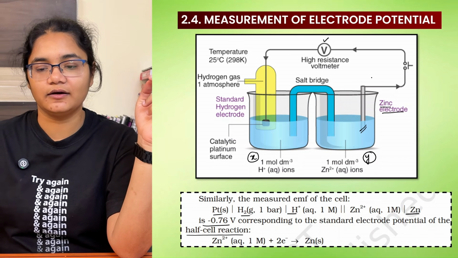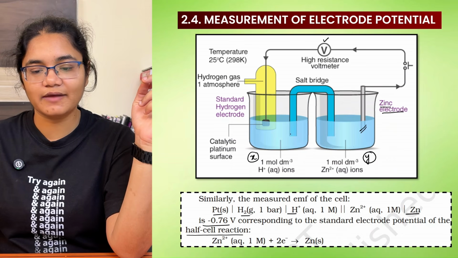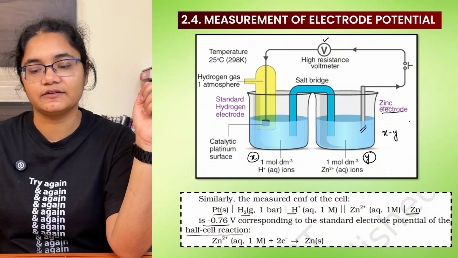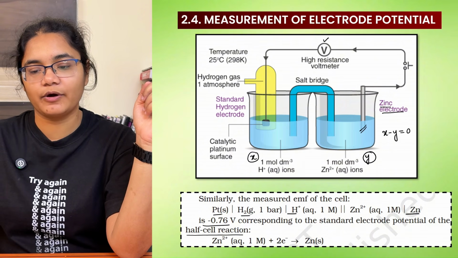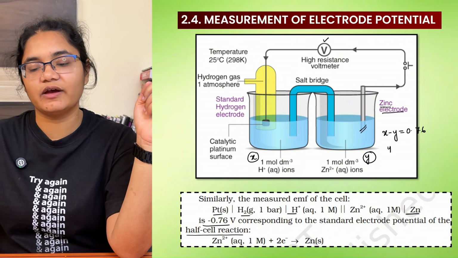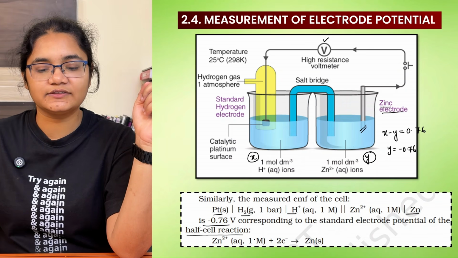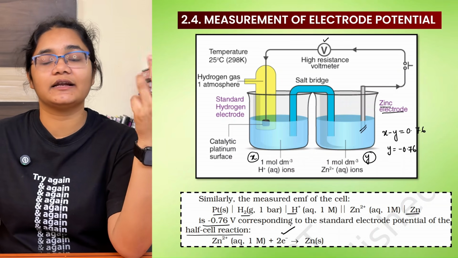So you can see here that according to x minus y, this value and this value gave me a value of 0.76. So this y value will be equal to minus 0.76. That is the reduction potential of zinc. That is how we can calculate.